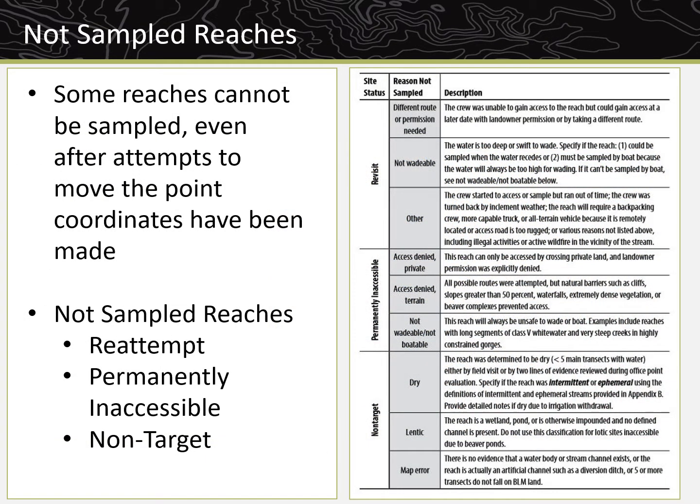In some cases, a reach may not be sampleable and moving the point coordinates will not make it sampleable. Reaches that are not sampled are broken up into 3 categories: reattempt, permanently inaccessible, and non-target. These categories are detailed in the field protocol.